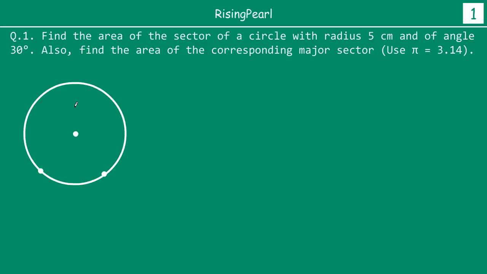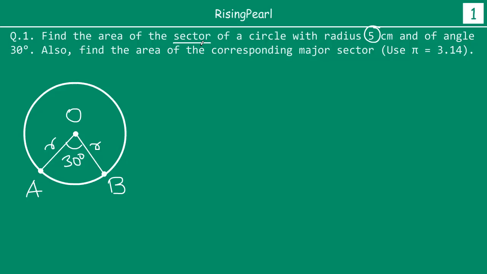So here we have drawn a circle with center O, and I have taken any 2 points on the circle, A and B. Now these 2 points I have taken in such a way that if I join AO and BO, this angle is 30 degrees. And these two are the radius, and the radius is given to us as 5 cm. So we have been asked to find the area of the sector.